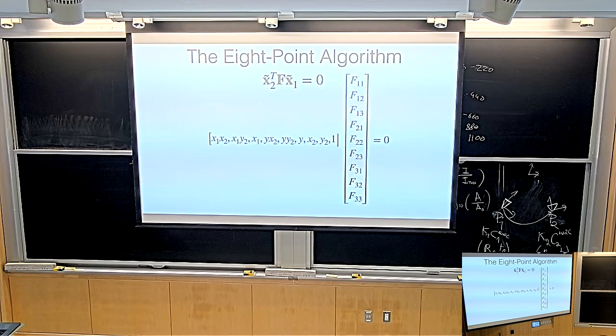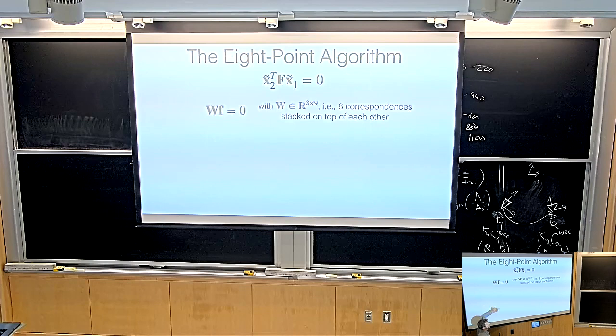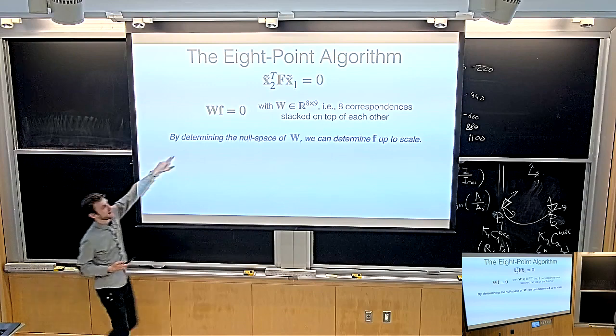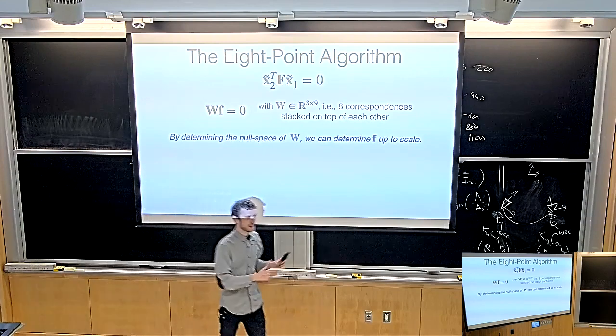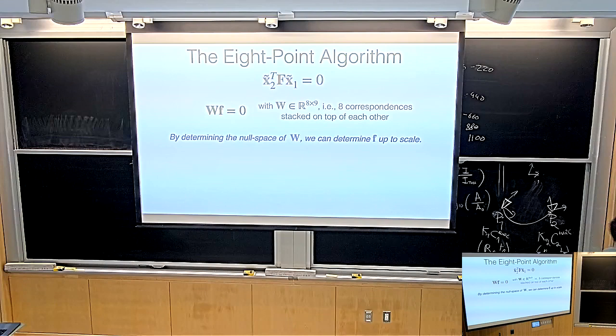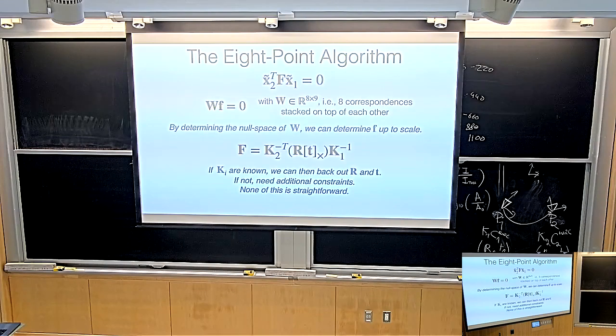It turns out that if you take 8 points, so eight of these constraints, then you can solve for this matrix F up to scale by solving a linear system. So you need 8 points, you put them into a linear system, and you can solve for F up to scale. There's much more detail here than we have time to go into in this lecture. I just want you to have heard about it.